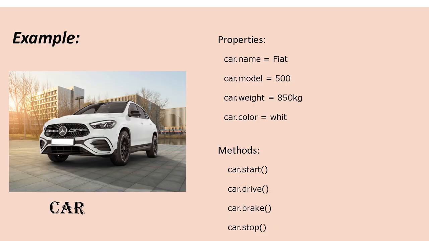Okay. For example, we are taking one car. Properties means the car name and car model. Name, weight and color are keys, and the values are Fiat, and so on. This is the Fiat car, 500 and all. And then methods. Methods means how to start the car, how to drive, brake and stop; these are all methods of the car. Okay, this is the example of an object.